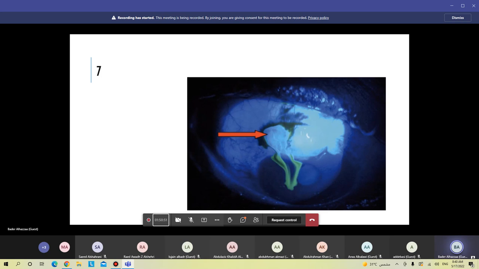Another scenario. Imagine this leak was a small leak, the AC was deep, the pressure is low, and there is no choroidal detachment. What can you do? A small leak with a deep AC, how would you manage this?